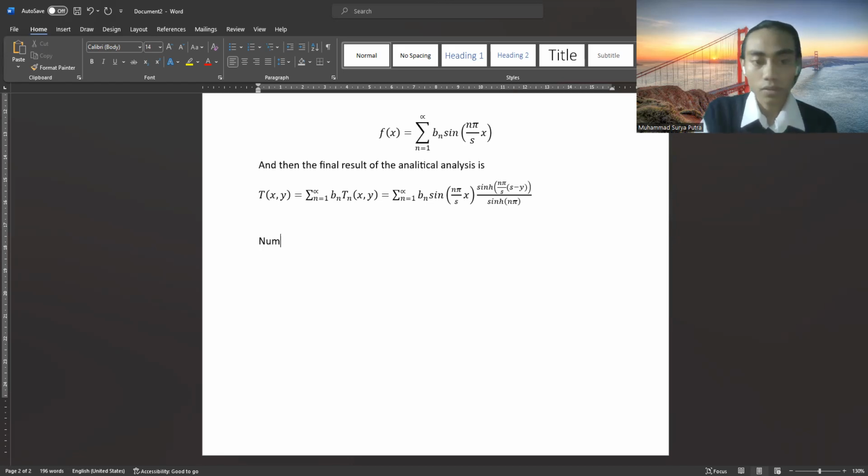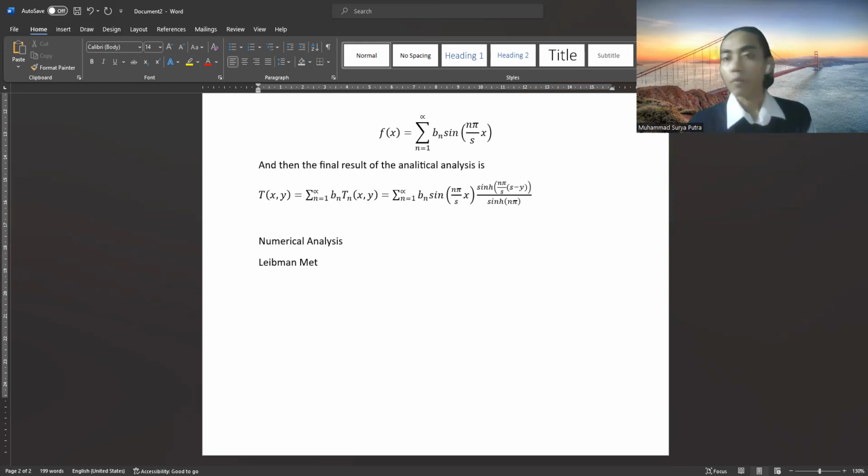And then in the numerical analysis, let's get to the numerical analysis. In here, I'm gonna use the Liebmann method because this is not complicated. The problem that I encounter is not complicated, it's just two-dimensional and the iterations are just 17. So I don't think I'm gonna use the Gauss-Seidel method, because that is more suited to when we have a lot of data.